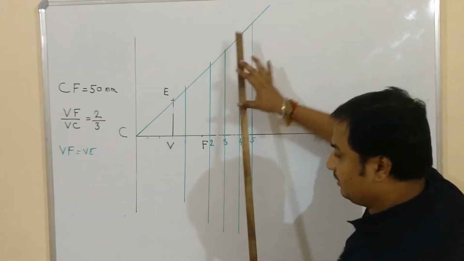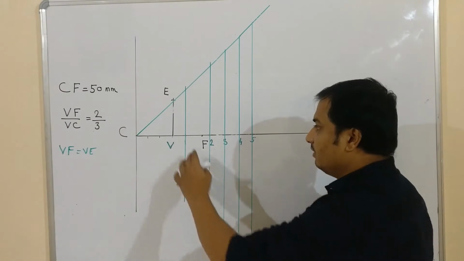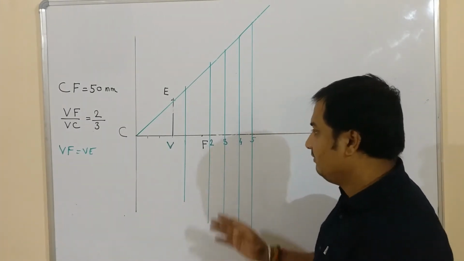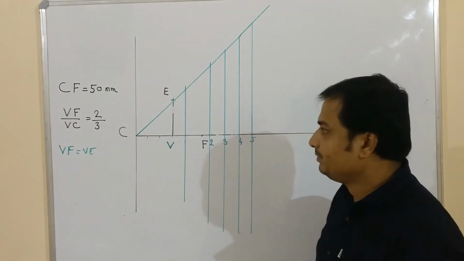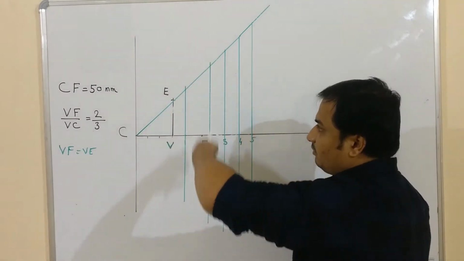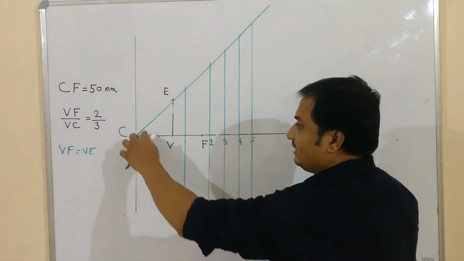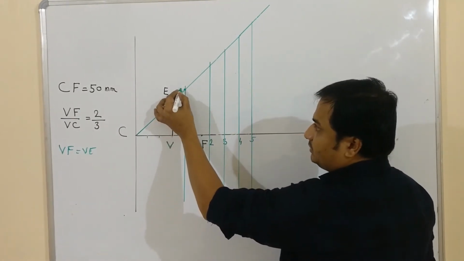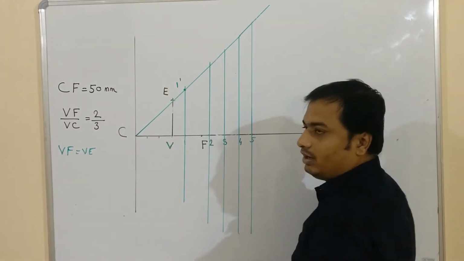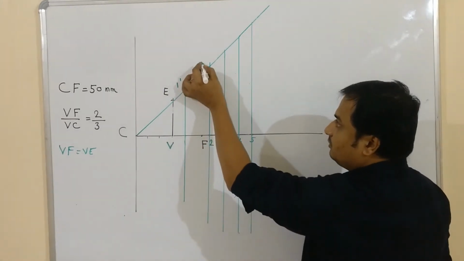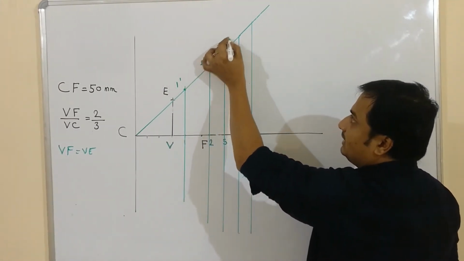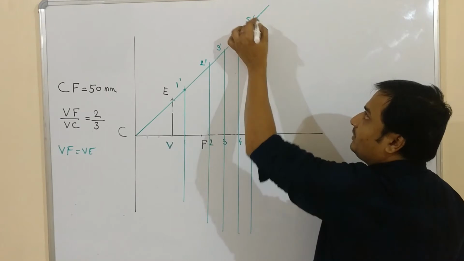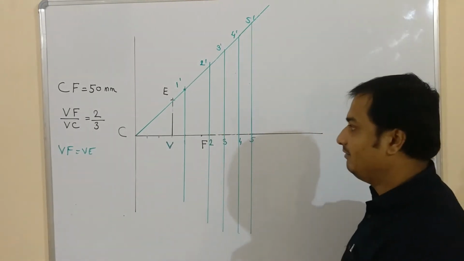So I have drawn the vertical from each and every point which I have taken on the right side of V. All the vertical lines intersect the CE line at some point. This one is intersecting at this point, so the name of that point will be 1 dash. Same for 2, this will be 2 dash, this will be 3 dash, this will be 4 dash, and this will be 5 dash.